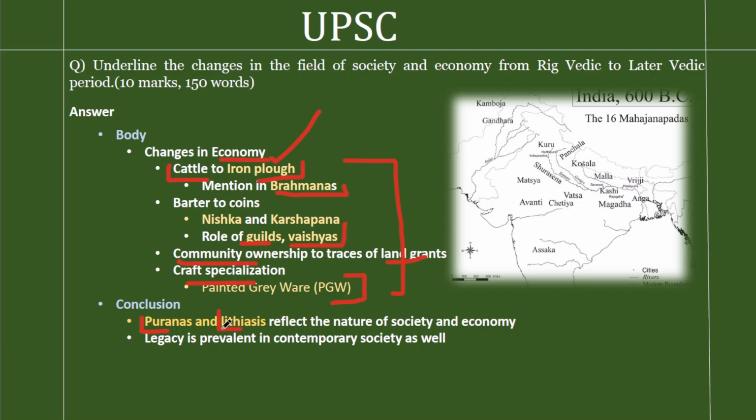Puranas and Itihasas, the dates of which are contested, but roughly we calculate around 300 BC to 300 AD. But this particular text or literary tradition reflects the nature of the society and economy of that period, which is the dimension in this answer as well. So we conclude this answer by placing the literary tradition, and we also say that the legacy of the Vedic civilization is still present in contemporary society in the form of patriarchy, caste, etc. So we are finishing this answer with the legacy and connecting it with the contemporary period.